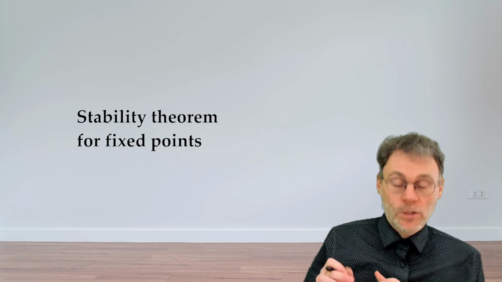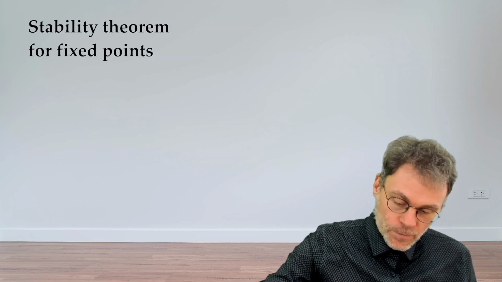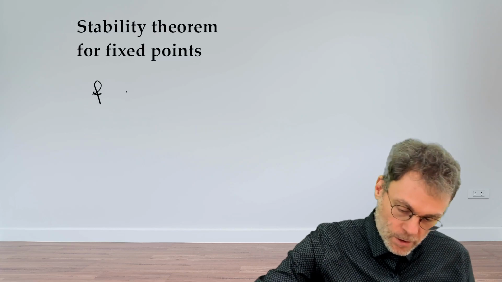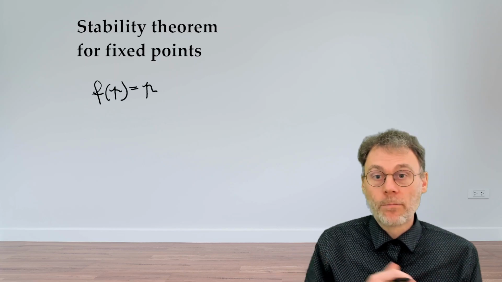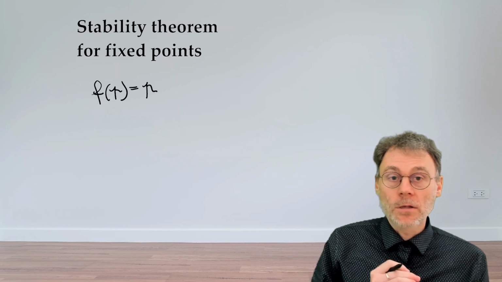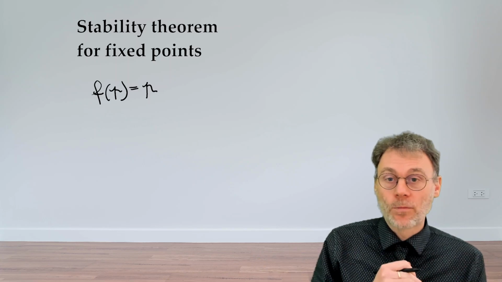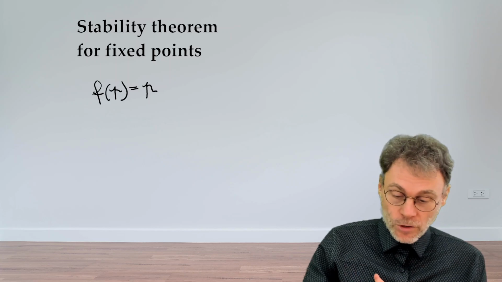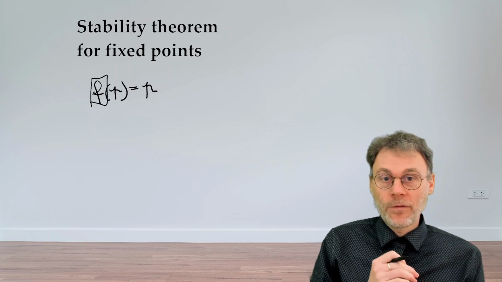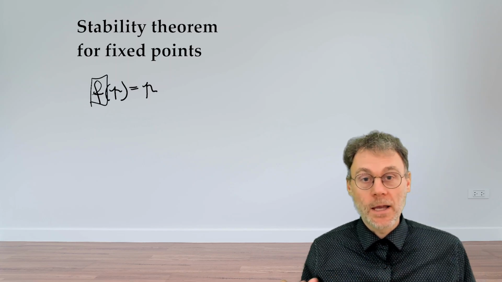In the previous video, we talked about fixed points. Fixed points are points where if you apply the map f to a fixed point P, you end up back at P. And then we mentioned that you could have stable or unstable fixed points, sinks or sources. The question is, can you identify just by looking at the map f whether your fixed point will be stable or unstable?